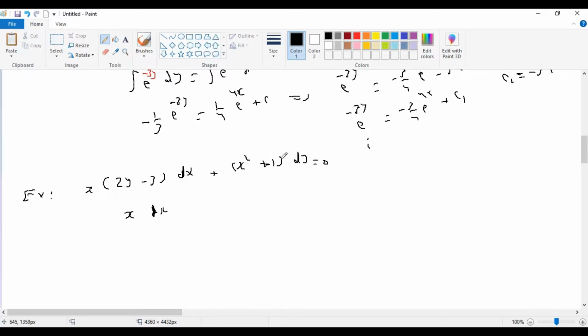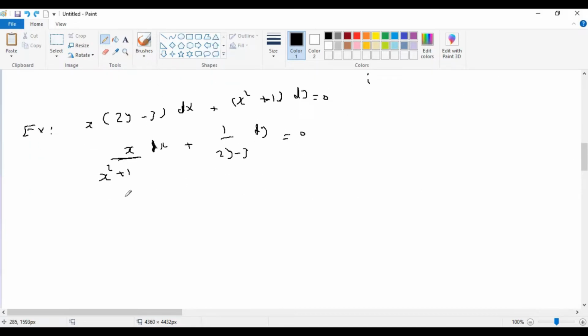See, divide by x squared plus 1. So it will be x over x squared plus 1 dx plus, divided by 2y minus 3, so it will be 1 over 2y minus 3 dy. Okay, now I can take the integral of both sides, the integral of each one. So this one will be multiplied by 2 and divided by 2, so it will be half ln of x squared plus 1, plus this one also multiplied by 2 divided by 2.